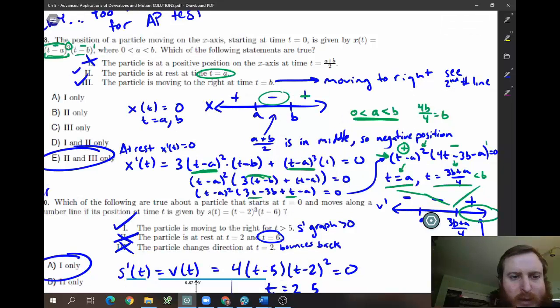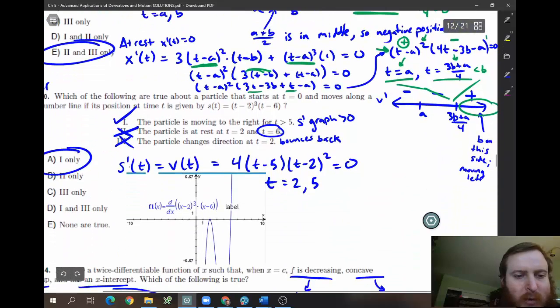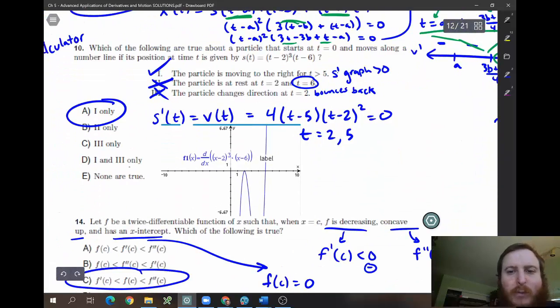Again, you're not going to get this on the AP test. If you understood that, great. If you're like, whoa, that's kind of a cool question, great. If you're like, I have no clue what just happened, don't sweat it. It will not be on our final. Okay, number 10 is more likely to be on our final, and it was a calculator question.